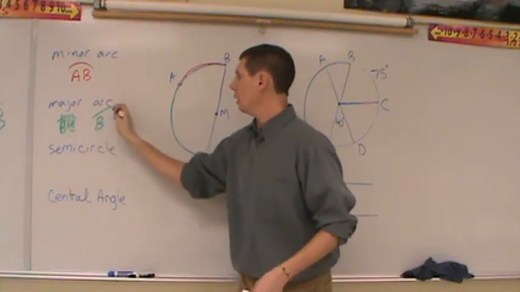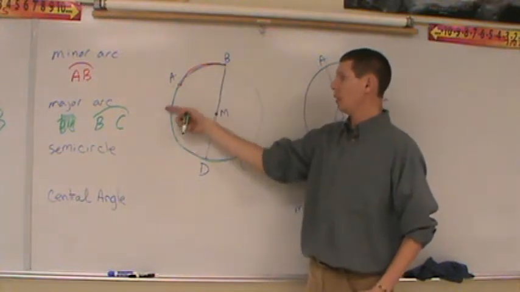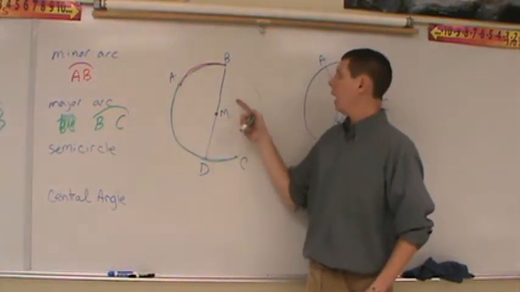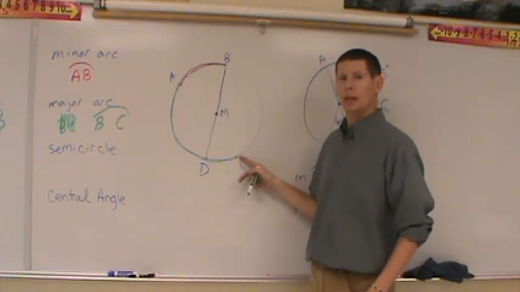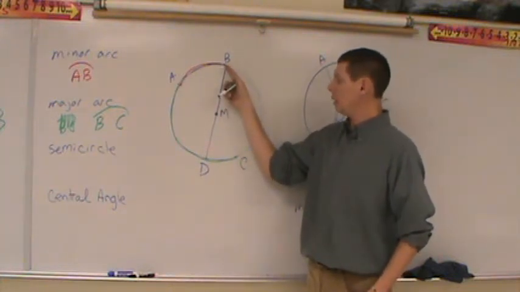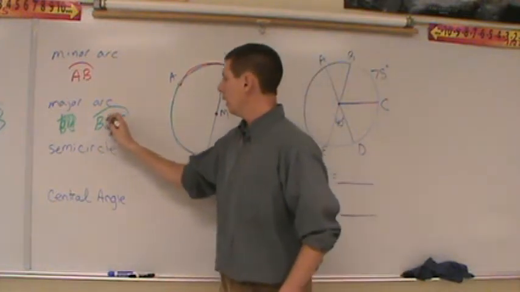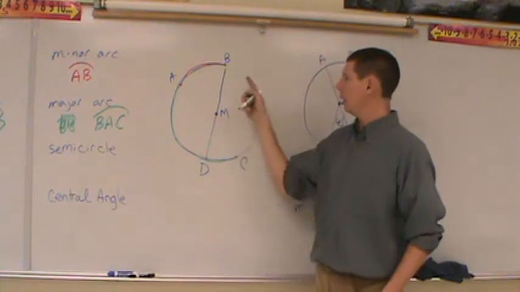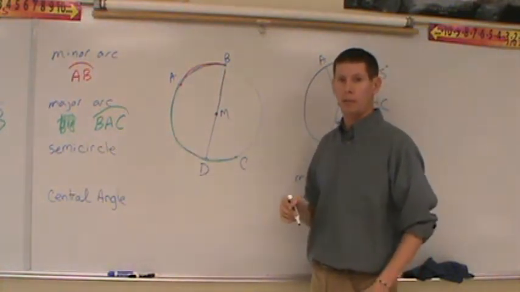We still use C, another endpoint. And for our third point, we pick any other point along the route. So I may see students call this BAC. I may see some students call it BDC, and both are correct. It really doesn't matter as long as that middle letter is some point on the route of that major arc.